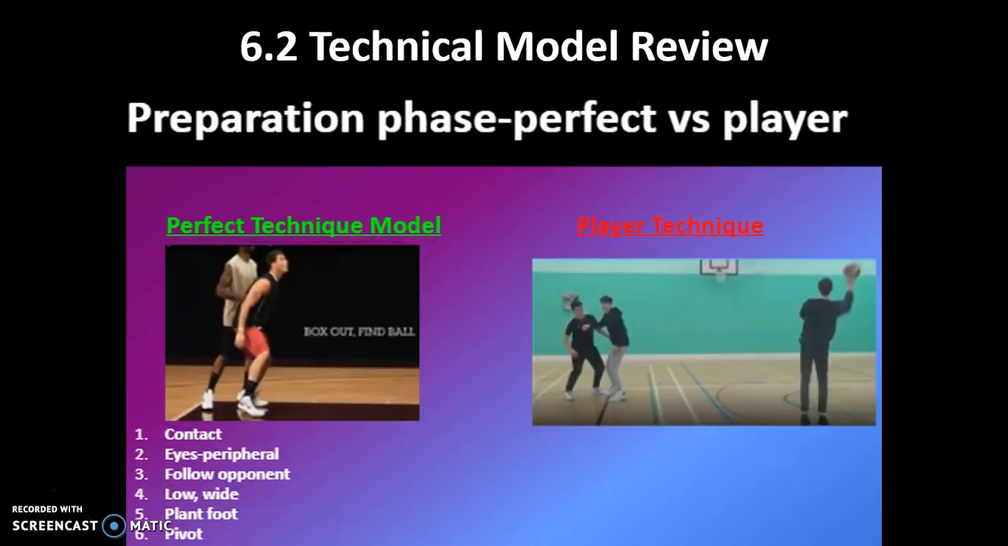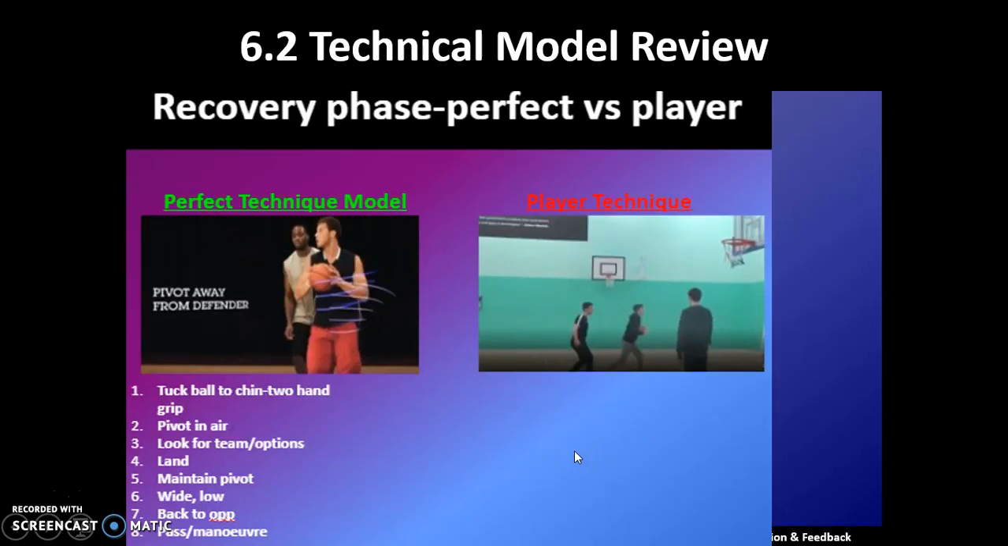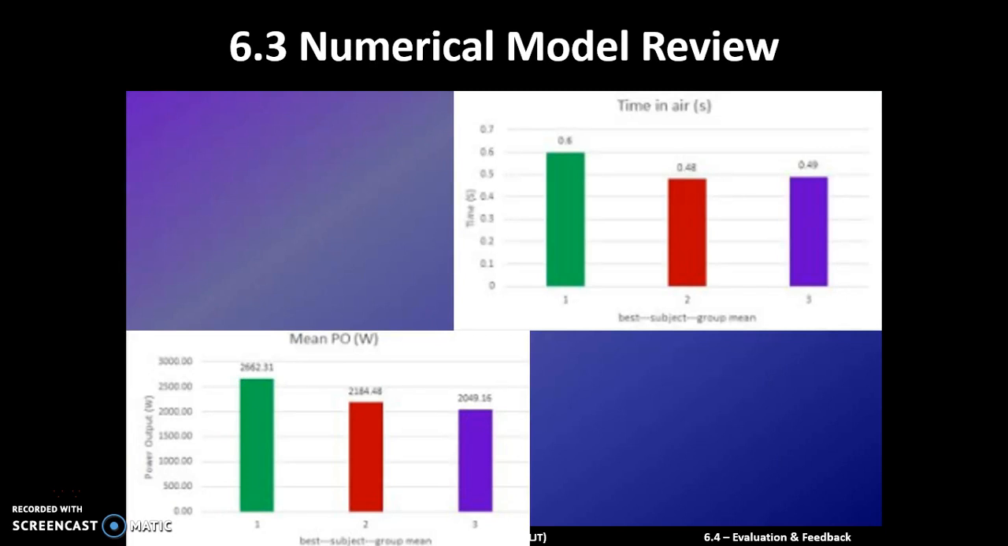Then the execution phase. So that was the preparation phase. Execution phase here, once again you on the right, elite over here. We'll go on to the strengths and weaknesses of each thing overall momentarily. This is just to give you a reminder of what we looked at on the graphs and the images we used. And here the recovery phase, so the end phase of the skill. 6.3, we were looking at different forces. We're using force plates for more numerical data.